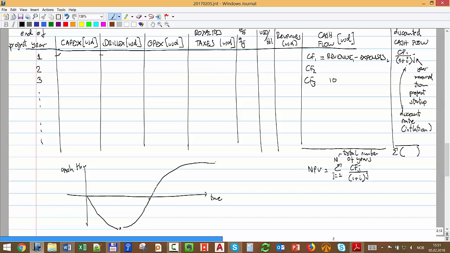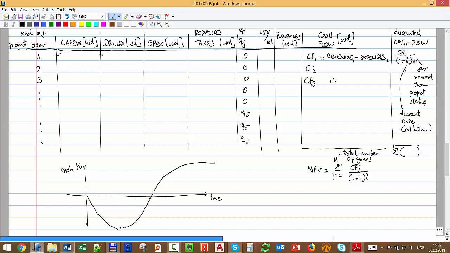At the end, after I start producing, usually I don't have that many big expenses. I have done all my expenditures usually before that. So here will be, for example, 0 during the first maybe 5, 6 years, and then I start having some number here. And I do that for the whole life of the project. I do it for 30 years, 20 years, whatever my field is supposed to produce for.